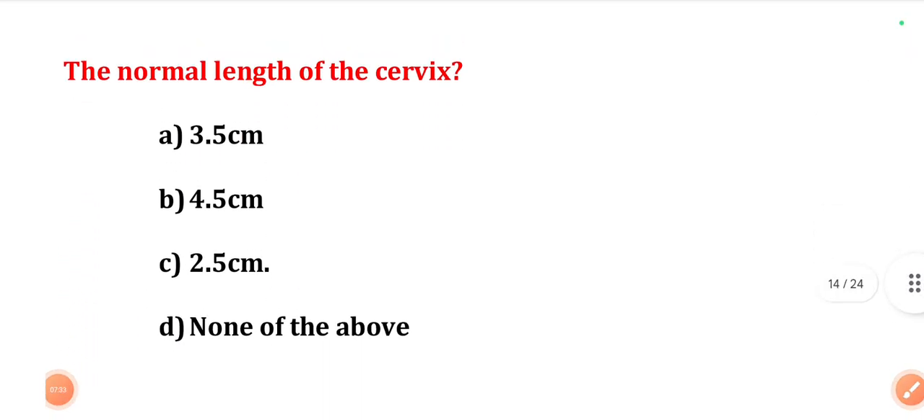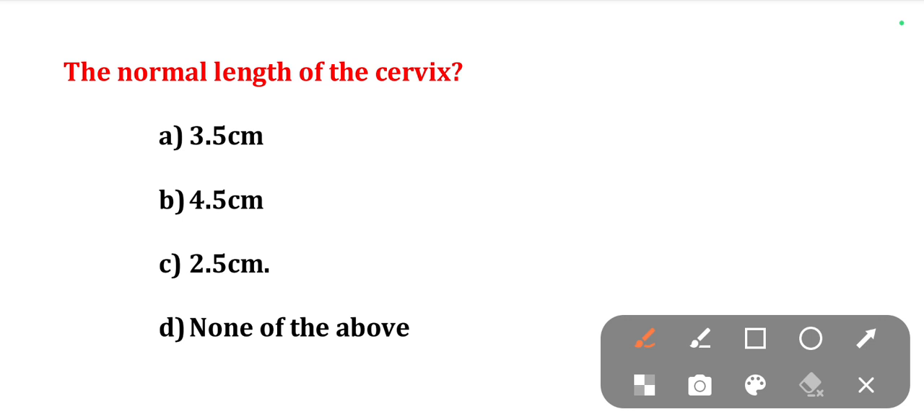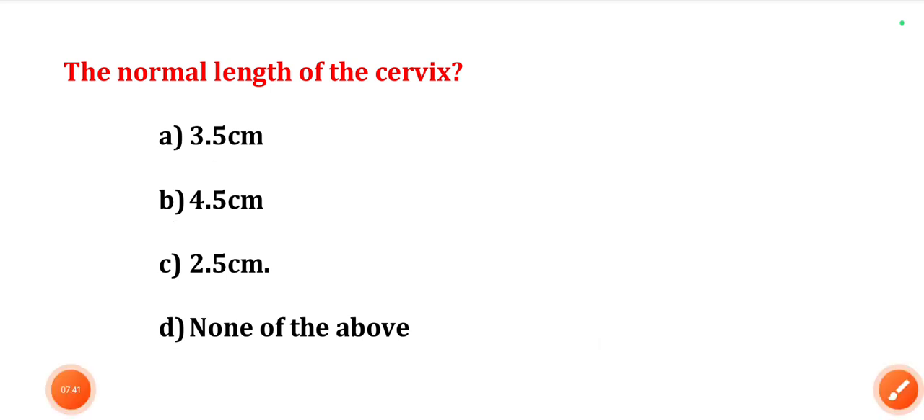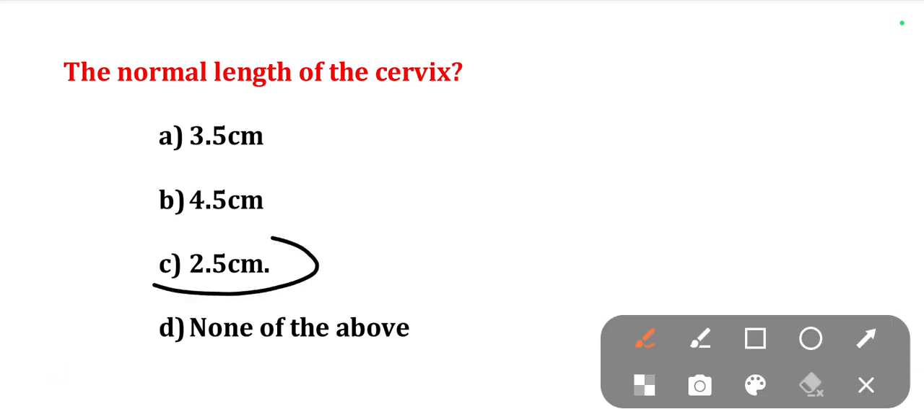The next one is the normal length of cervix: 3.5 centimeters, 4.5 centimeters, 2.5 centimeters, none of the above. The right answer is 2.5 centimeters of cervix.